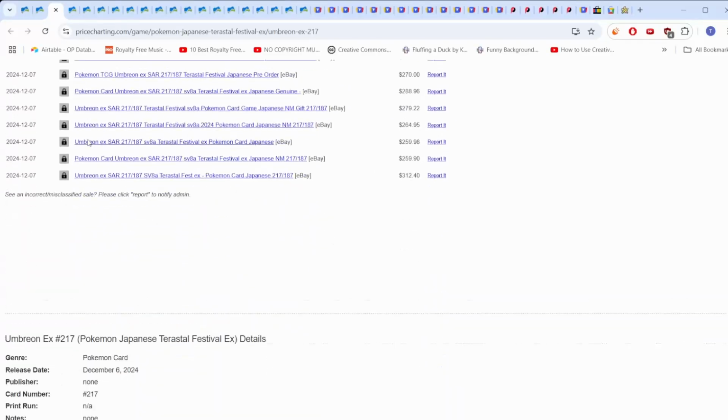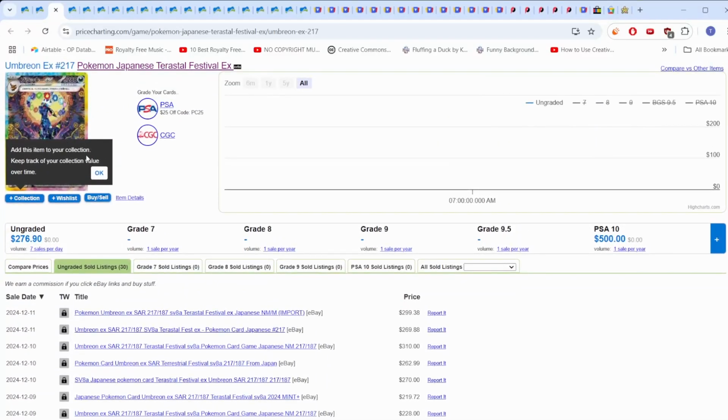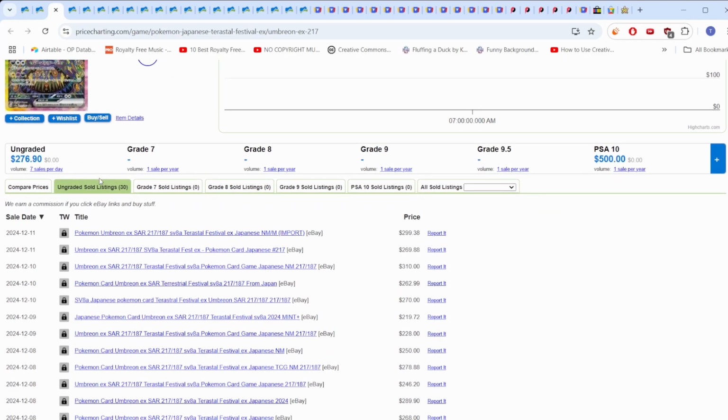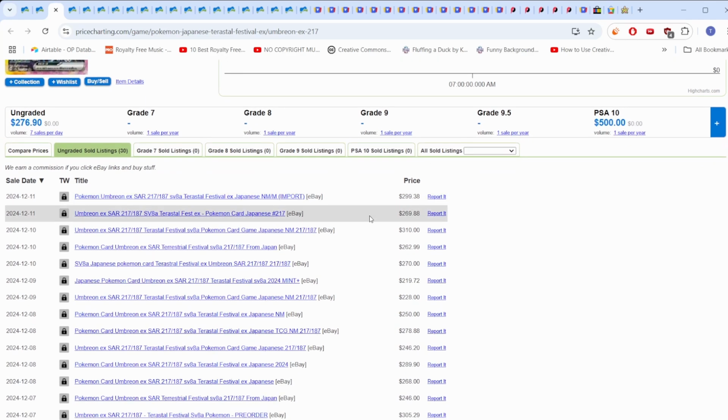And the Umbreon has way more listings, like the SIR. I'm guessing it's probably more available. I think the Master Ball is probably a little harder to pull, I'm guessing, but that's just a guess. But these were sales on eBay from yesterday.